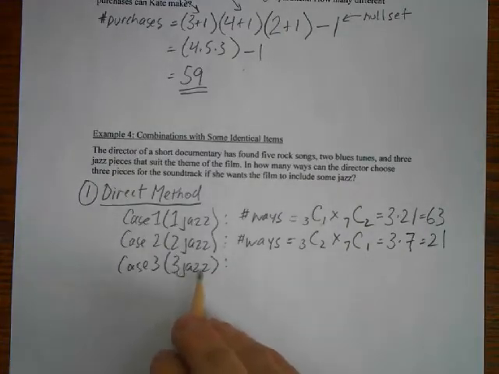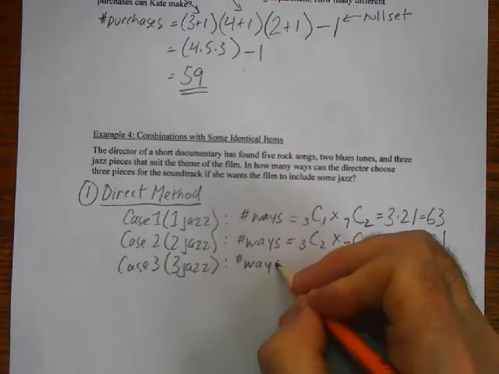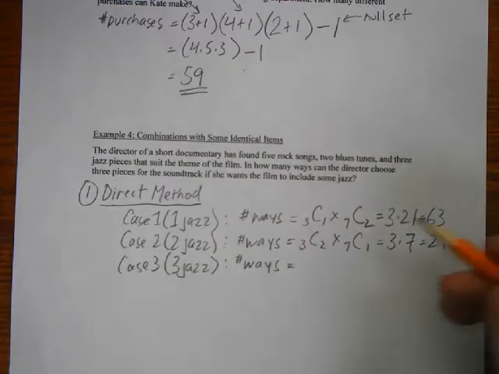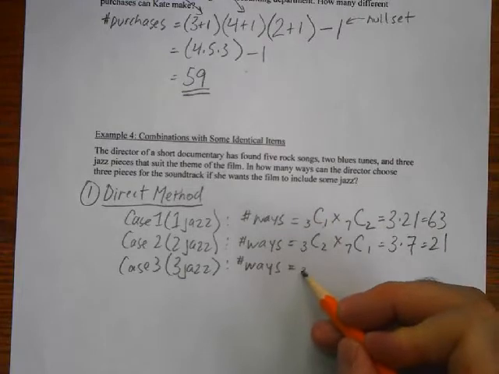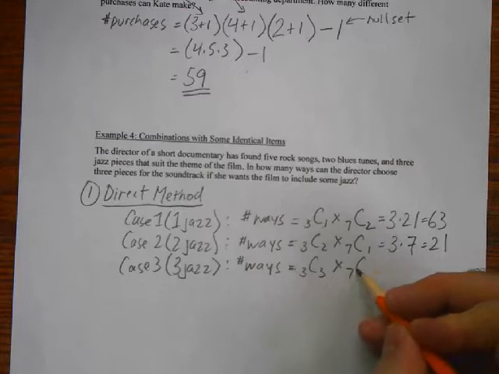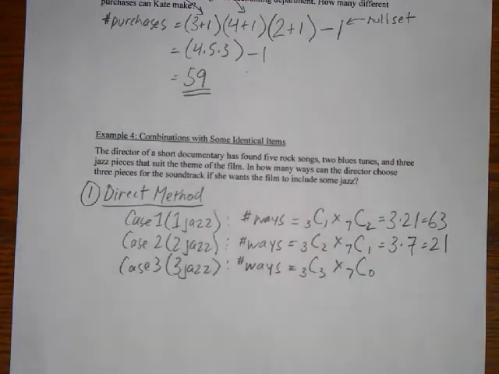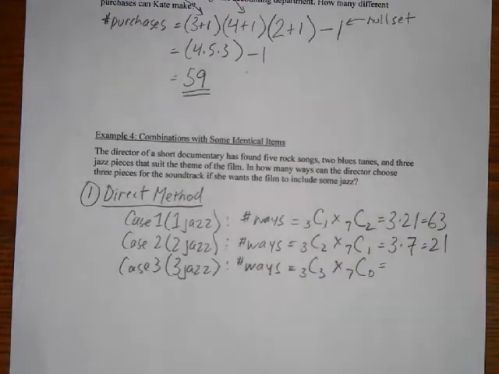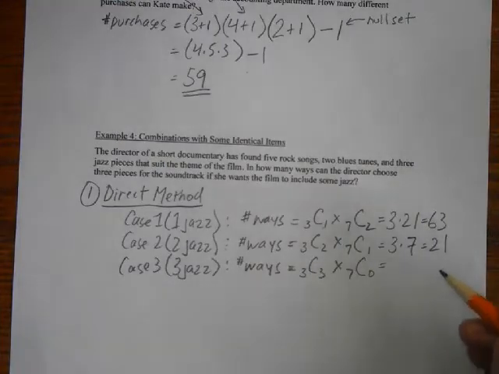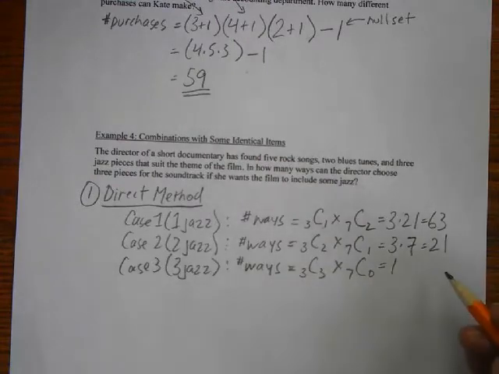Case 3, we choose all 3 jazz songs. So the number of ways, and you could think of this in a simpler way, but you can kind of follow the pattern of what we're doing here. This time it'd be 3 choose 3 for our jazz songs, and 7 choose. And this time we've already chosen all 3 songs, so there's nothing to choose from. So if you do your combinations for that, how many ways can you choose 3 things from 3? Well, that's just the one way. And how many ways can you choose 0 things from something?